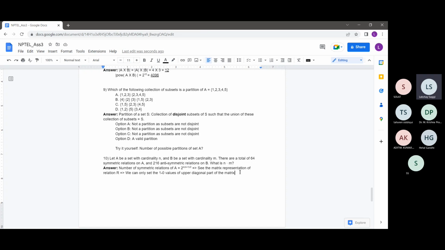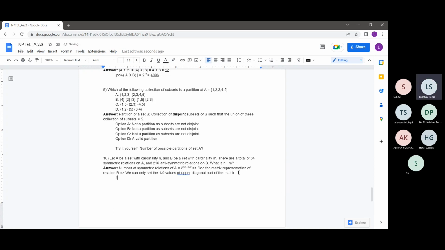Since there are n(n+1)/2 cells whose values we can change, you can easily calculate that, and we have two choices for each cell. It will be either 0 or 1. So it will come out to 2 to the power n(n+1)/2.